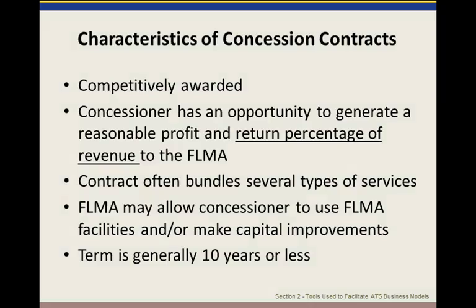In concessions contracts, they're always competitively awarded. The concessioner has an opportunity to generate a reasonable profit, and then a key component of the concessions contract is that they return a percentage of the revenue they collect to the FLMA. The concession contract often bundle several types of services. Examples would be food and lodging, and the reason this is done is that food and lodging, for example, is generally more lucrative from a financial perspective, and transportation services rarely cover all of their expenses. We'll learn a little bit more about at least one exception to that rule from our next presenter.